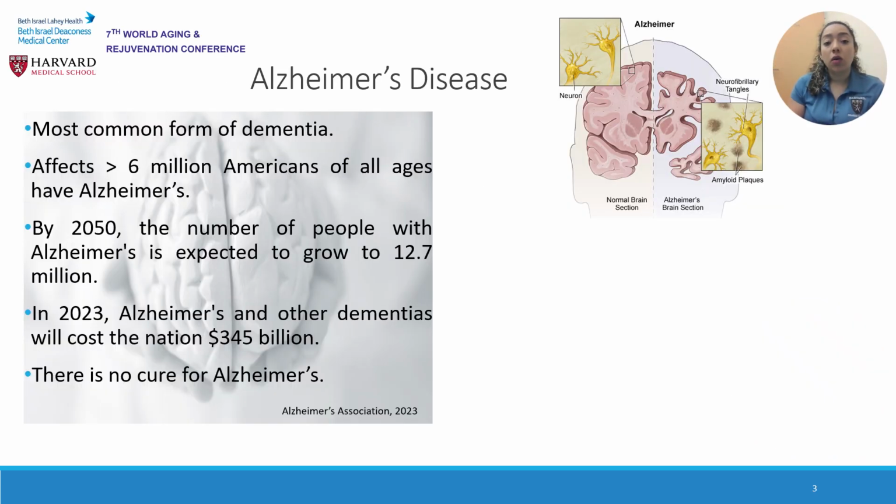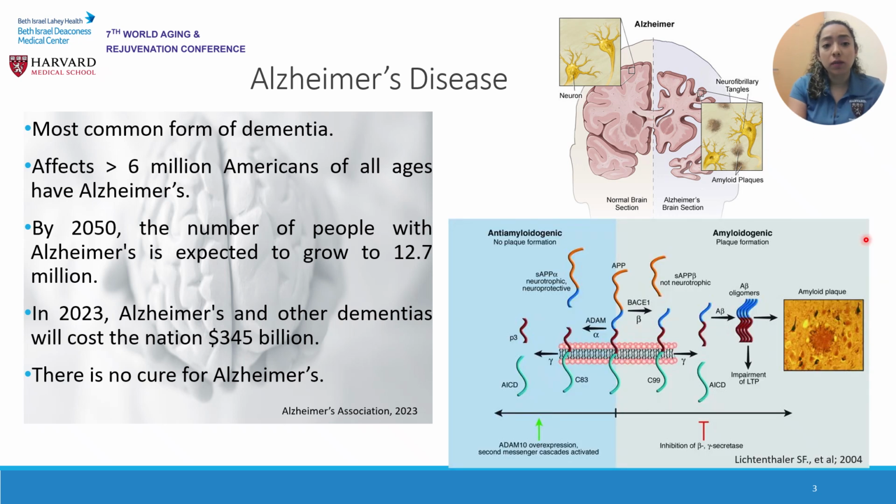Alzheimer's disease, or AD, is the most common form of dementia. It is projected that by 2050 approximately 12.7 million people will be living with Alzheimer's disease. This disease is pathologically characterized by the accumulation of amyloid plaques and neurofibrillary tangles.